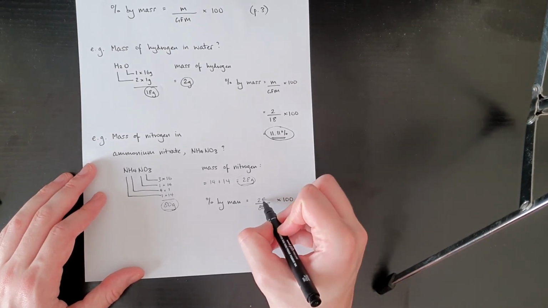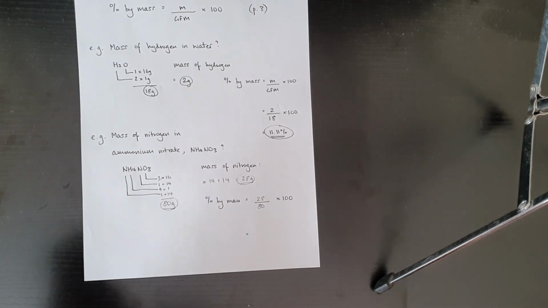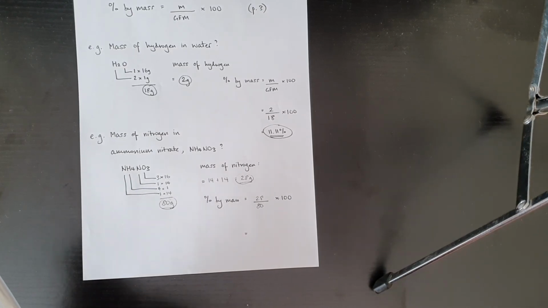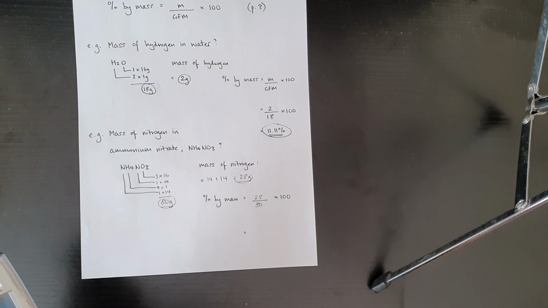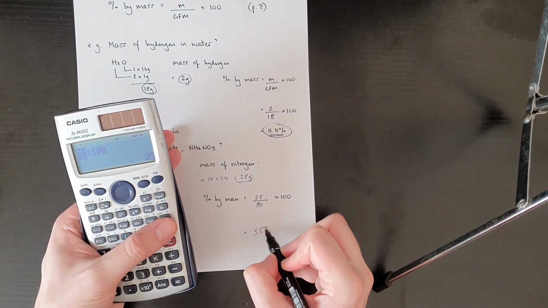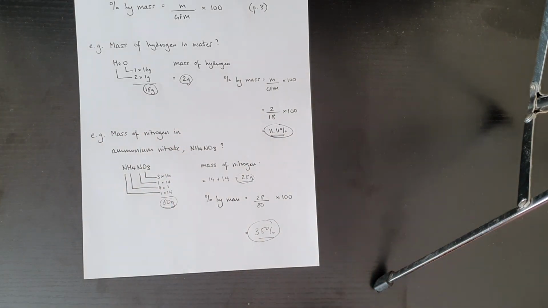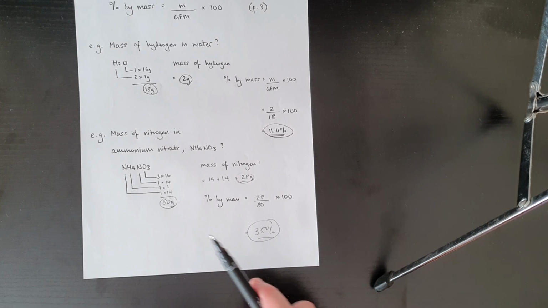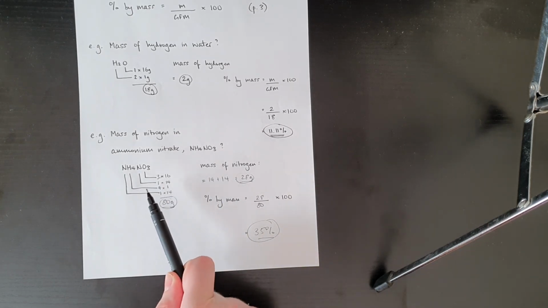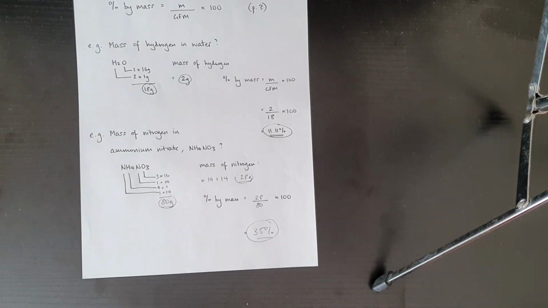So we can put that into our formula. Going back to the calculator, we put 28 divided by 80, times that answer by 100, and we find that we get 35%. That tells me that by mass, 35% of ammonium nitrate is made up of nitrogen as an element. And as I say, this is a common context for this type of calculation question to come up as part of a fertilisers question.